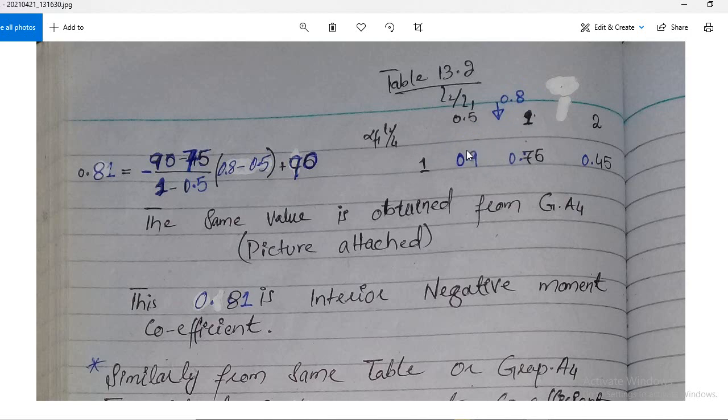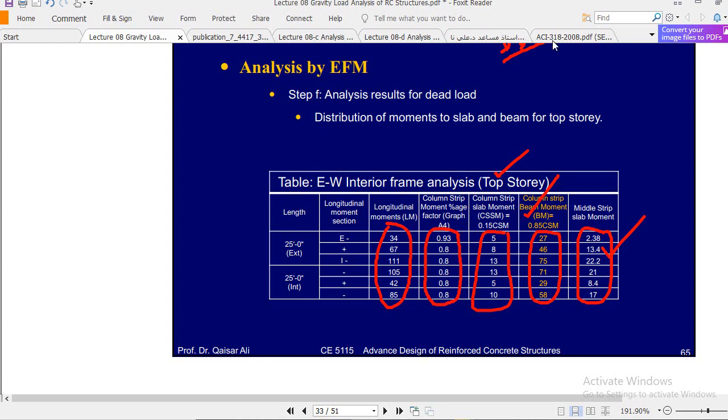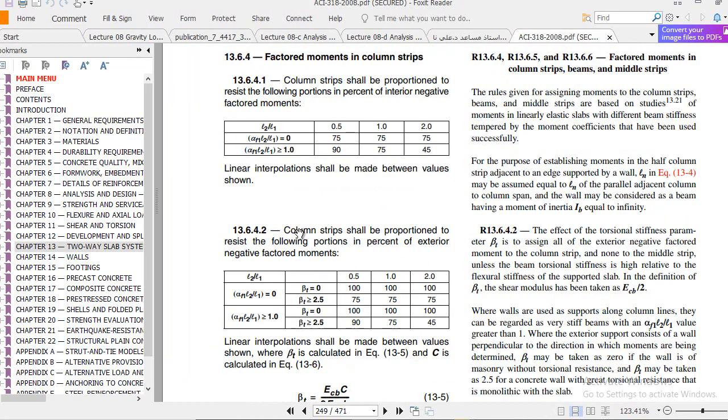I already explained this, but you see here we have alpha f1 L2 by L1. We already calculated this factor. This is 2.16, and L2 by L1 is 0.8. So for 0.8, you see 0.5 and 1. I chose this table from the ACI code. Here you have, I think, this one. Clear? This will be used for interior negative moment. Clear?